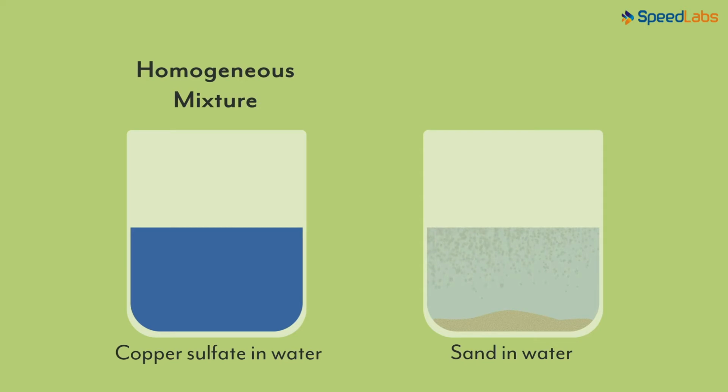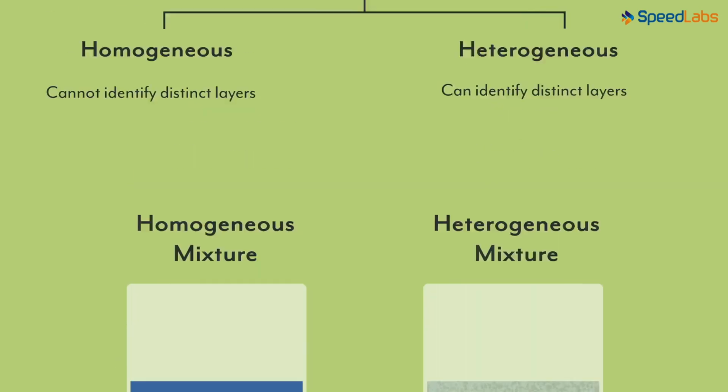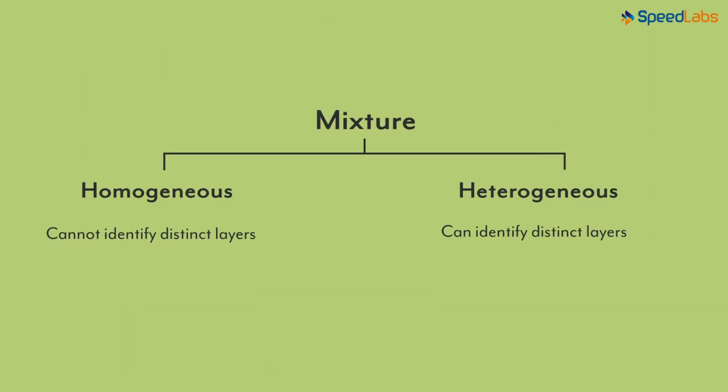What about the second sample? Can you see the sand particles as a layer in water? Yes, the sand layer is distinctly visible in this mixture. We call such a mixture a heterogeneous mixture. Well, this is not it. We have a few more types to study under these two subtypes of mixtures. To know more, do watch our next video.